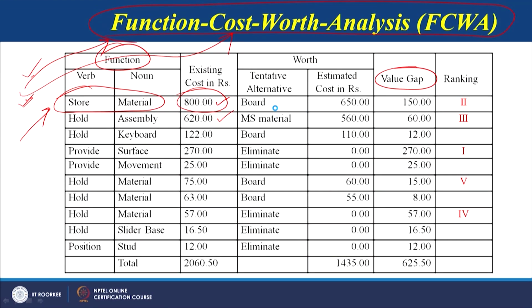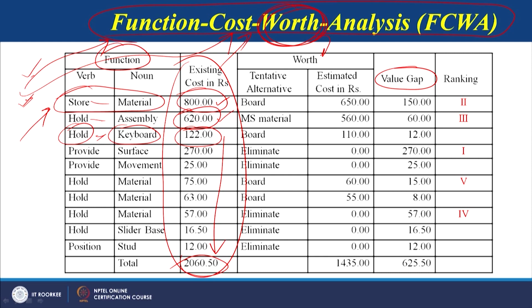The cost may have been divided into some of the other components. Here we can see 122 is already written, and 620 is already written. This is for the keyboard assembly, this is the steel frame, then this is the drawer. This way we have listed all the cost, and this is adding up to 2060. So, this is the existing cost, and the cost is okay, but we need to understand what is the worth.